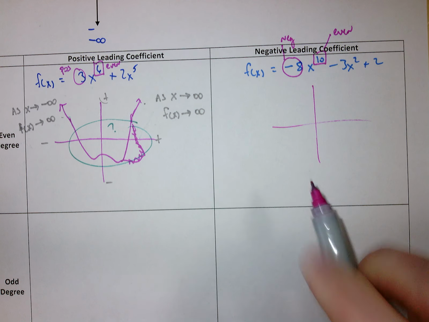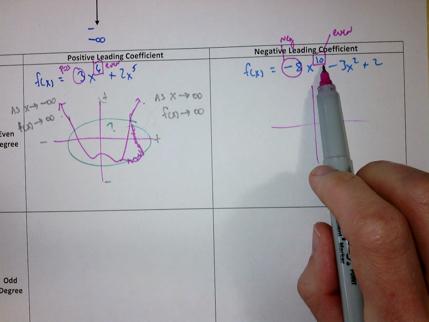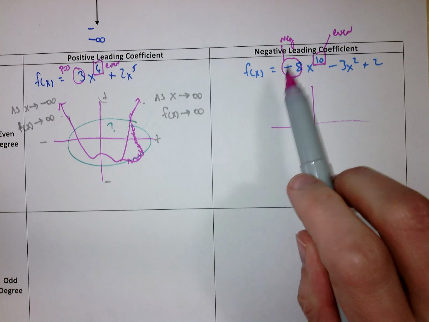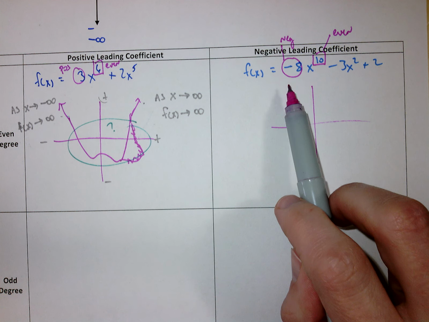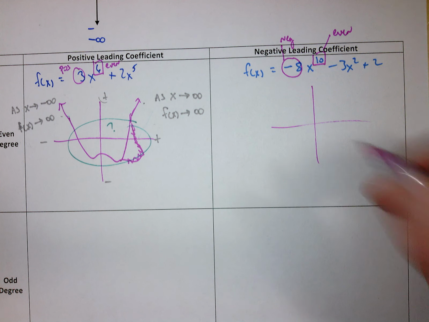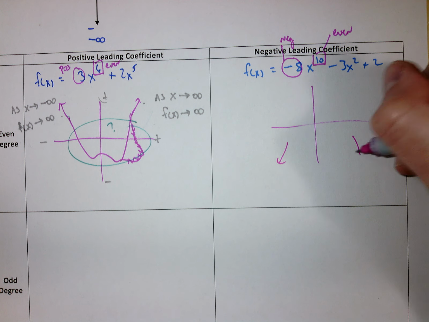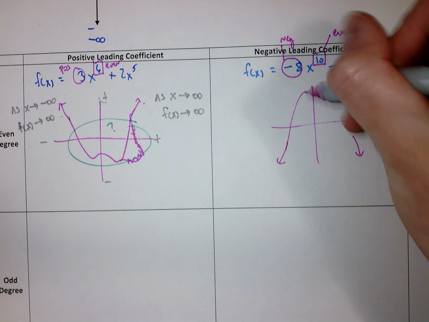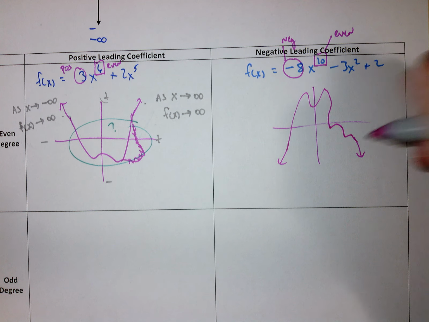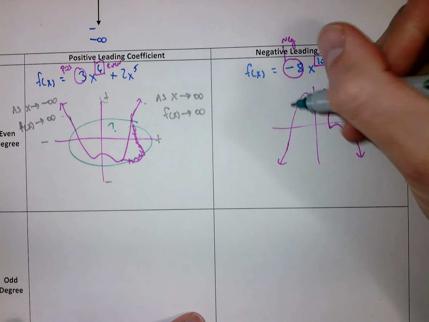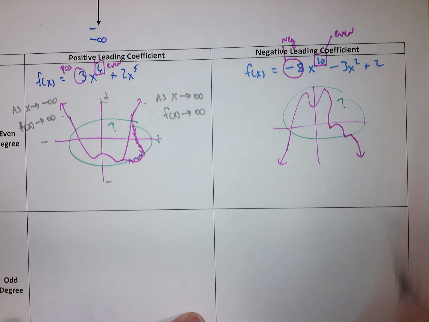So what do I know about this? Well, it's an even degree, so it's going to be parabola-like. But since it's negative, it's flipped upside down, so it's going to be something like an N shape. My two ends are going to go like this. Again, I don't really know what's happening in the middle. Anything could be happening there, I have no idea what's going on, but I do know that the two ends are going to look like that.